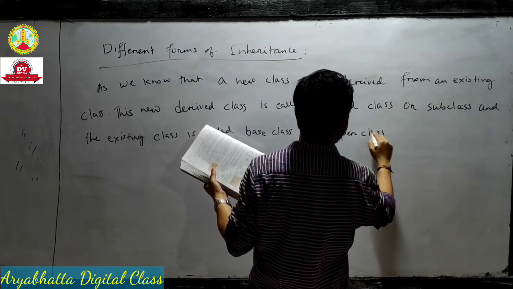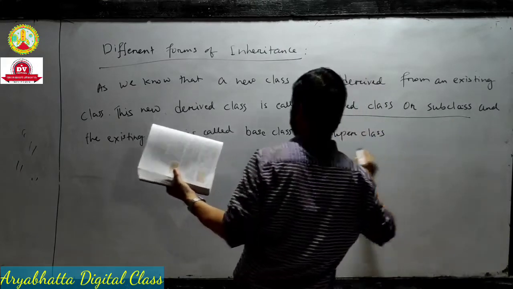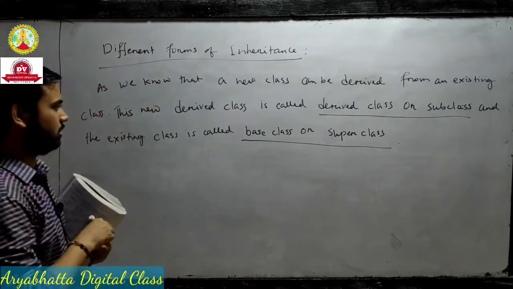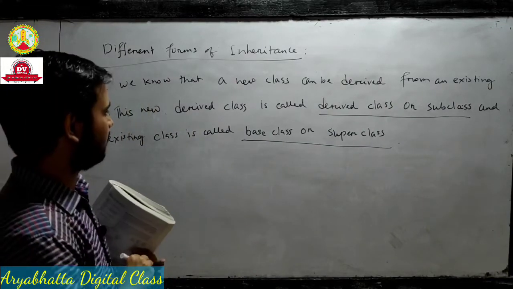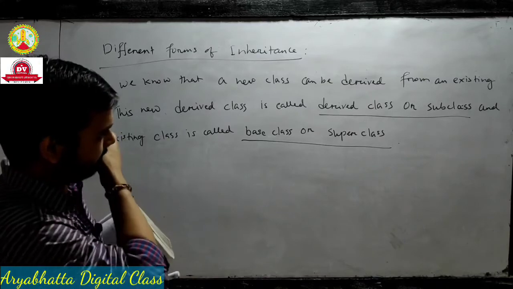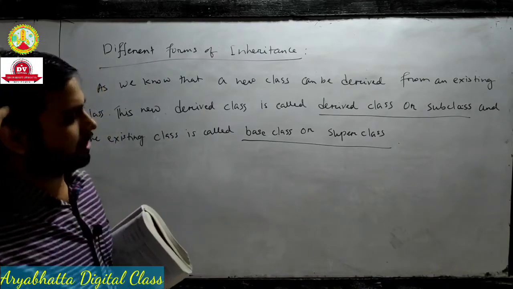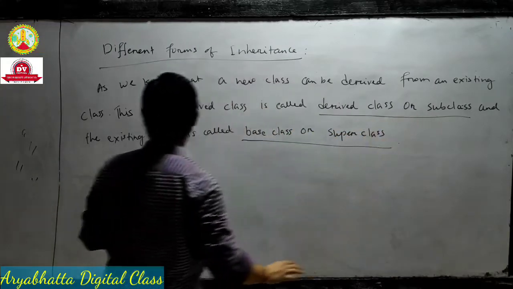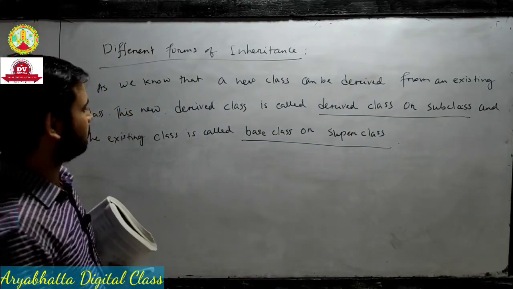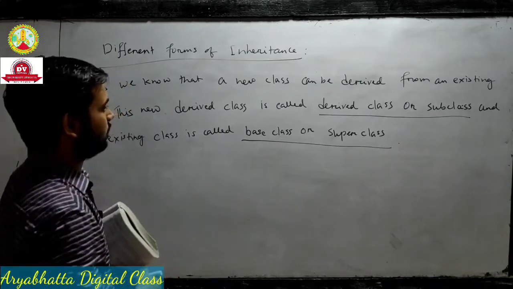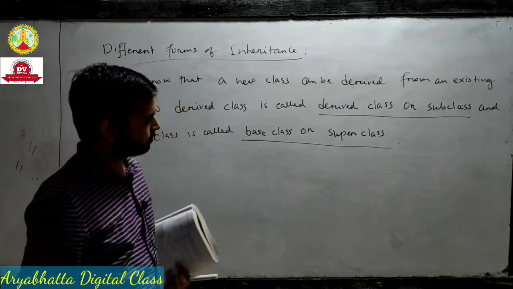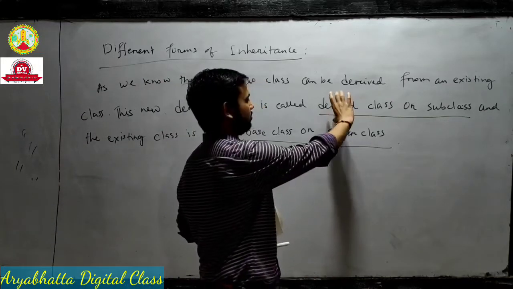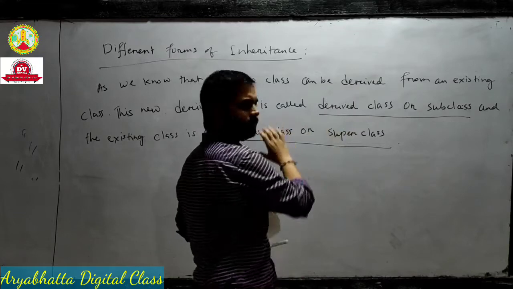You have to underline this. These are important. Sometimes the question comes up, what is base class and derived class, in the final exam also. If you see the question paper, asking what is base class and derived class, then you have to write this. A new class is called the derived class or subclass, and the existing class is called the base class or superclass. Sometimes the question is what is subclass and superclass, with the same definition. Subclass means derived class, superclass means base class.